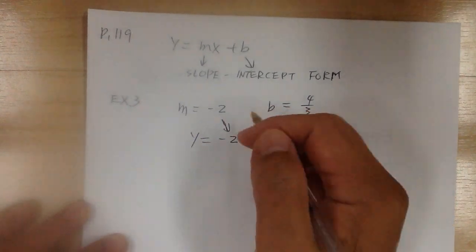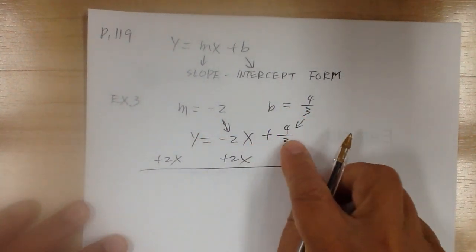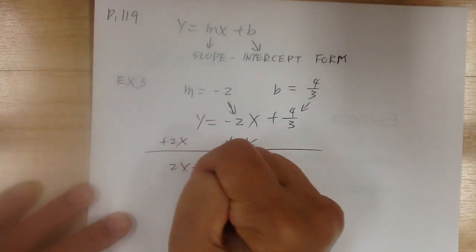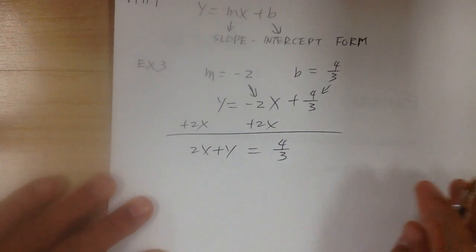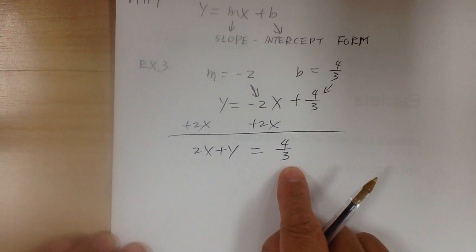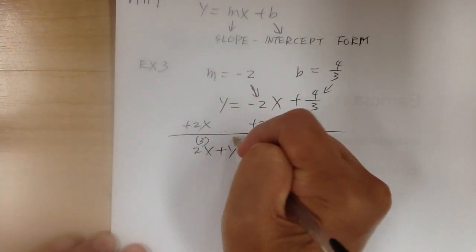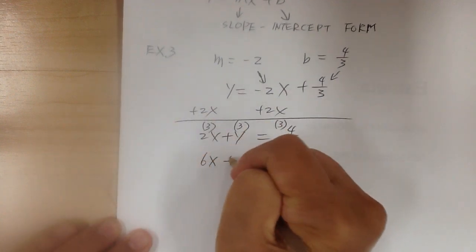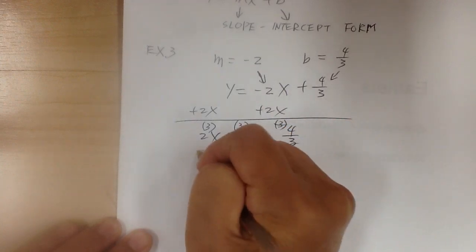So you got to move this over, so plus 2x, plus 2x. Now you can get rid of the fraction also. Again, it doesn't matter which order you do. So you got 2x plus y equal to 4 over 3. But remember, standard form, you're not allowed to have a fraction. So you have to multiply everything by the common denominator to get rid of the fraction. So this becomes 6x plus 3y equal to 4. Okay, and that's it.